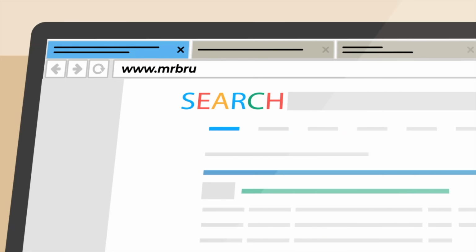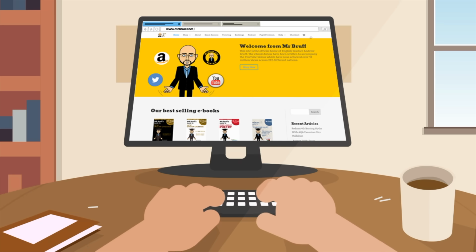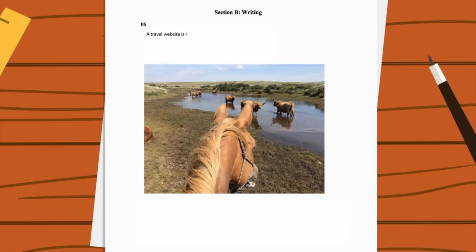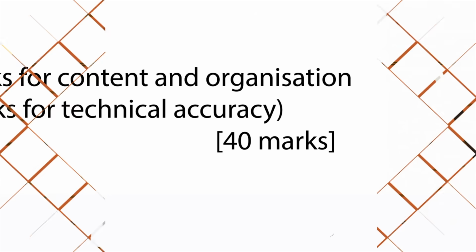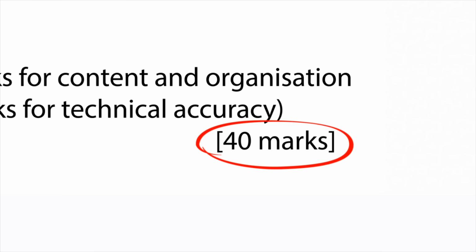Let's look at a typical question taken from the free sample paper which you can download at mrbruff.com. A travel website is running a creative writing competition. Either describe a journey, as suggested by this picture, or write a story with the title The Holiday. 24 marks for content and organisation, 16 marks for technical accuracy. 40 marks total. So as you can see, there are 40 marks available for this question.